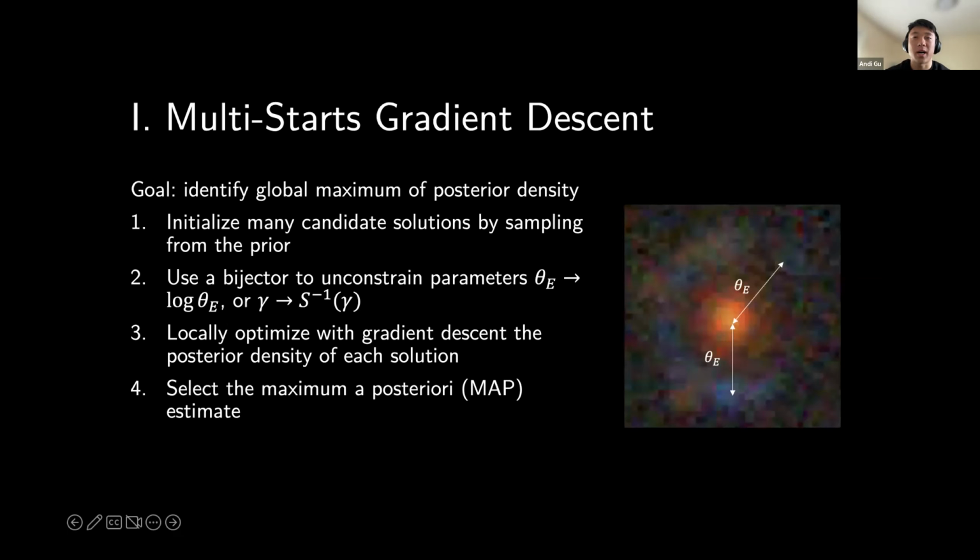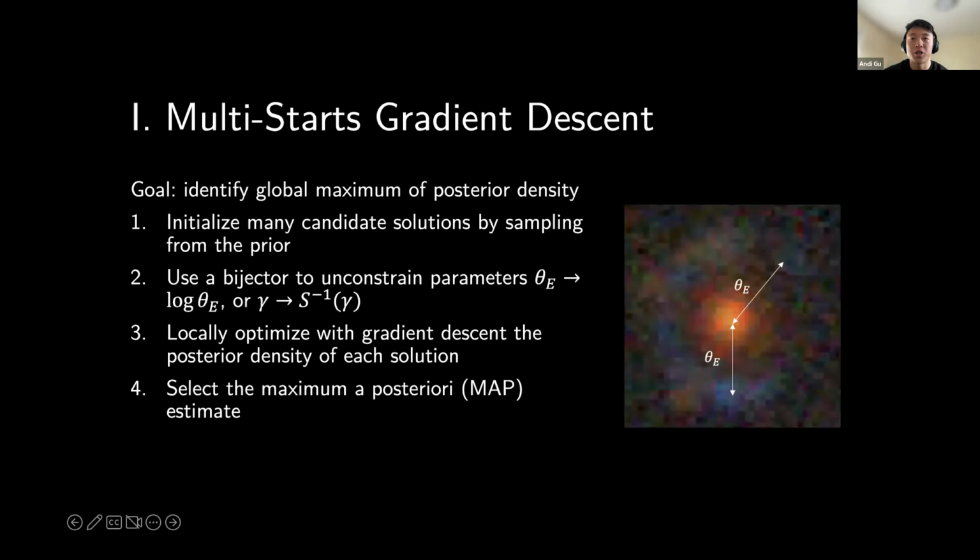And then next, we'll use a bijector to unconstrain various parameters in our lens model. I know that might sound kind of confusing, but to make it concrete, let's take the Einstein radius. Since this is a radius, it should always be positive, but it's undesirable to manually constrain the parameter to always be positive in our gradient descent. These kinds of hard walls are not very natural.